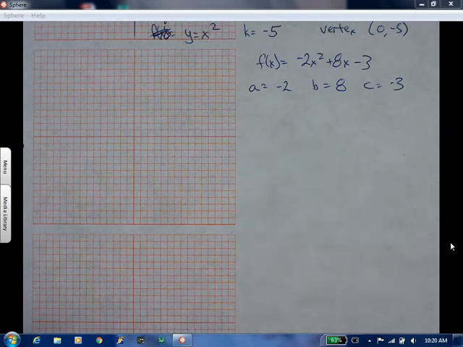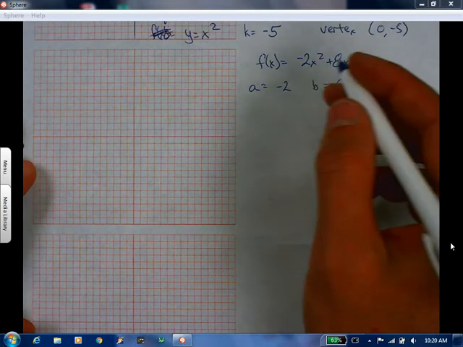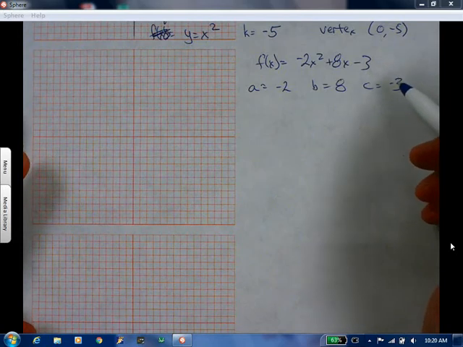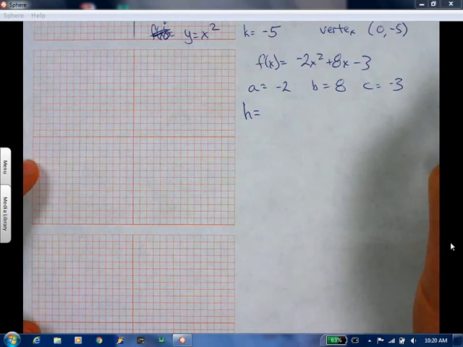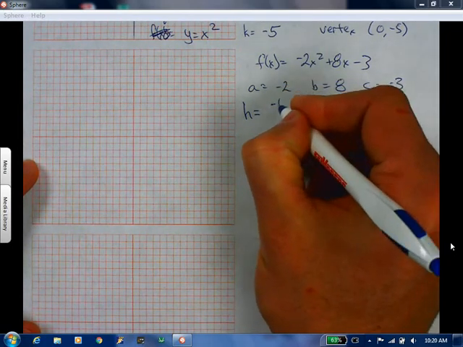So on your next step, is it just the top part negative, or is the entire fraction? Either way, it doesn't matter. Okay. So after this, find the h value. H is the x value of the vertex. So this is where you're using this formula, opposite of b over 2a.